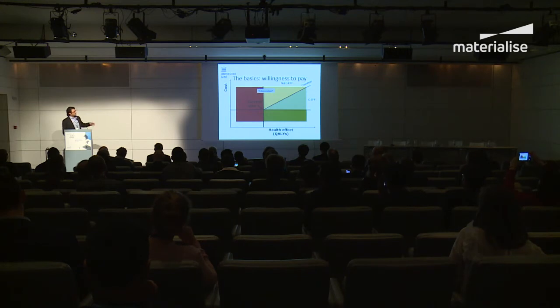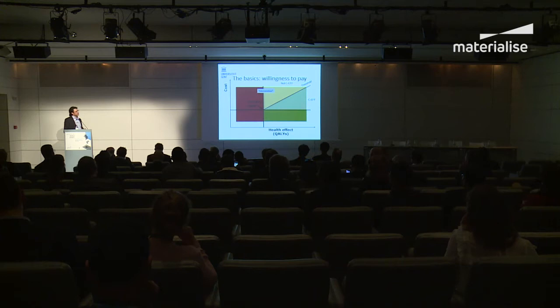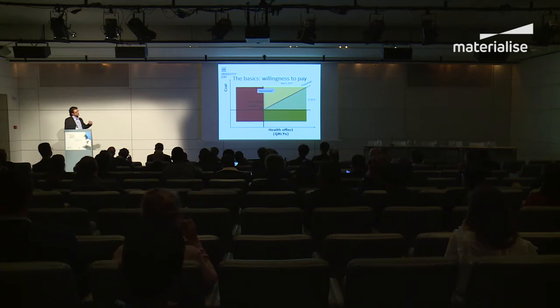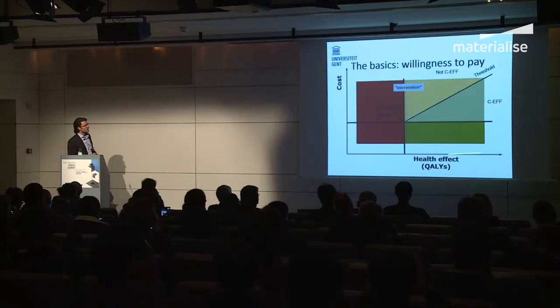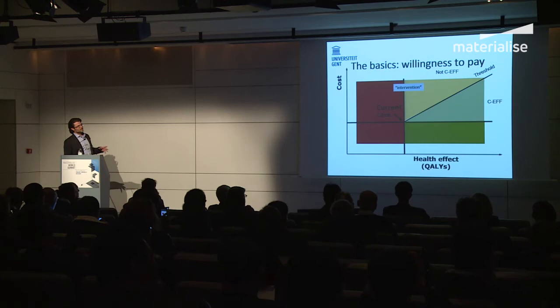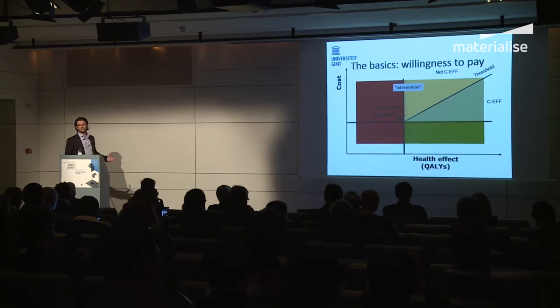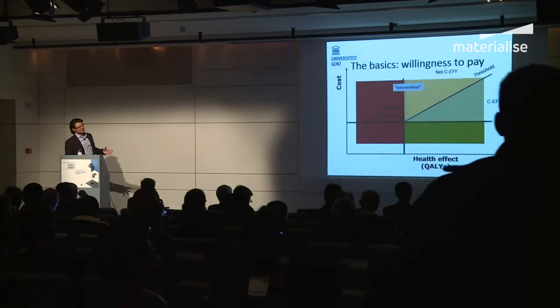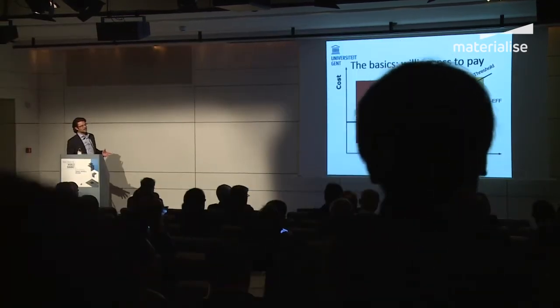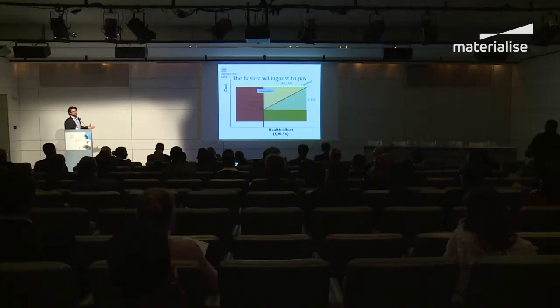To combine both, we can put cost on the vertical axis and health effects on the horizontal axis, and we can plot the current care. In this case, it's the middle of the graph. When we have an innovation that is generating less health, we're immediately in the red department, and we will not consider it further. On the other side, we can have an innovation that is adding health, and when it costs less, it's obvious that we will take that one, and we will talk about a dominant strategy.